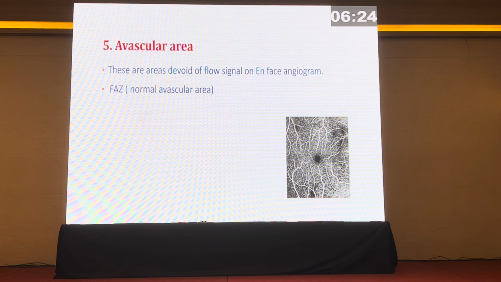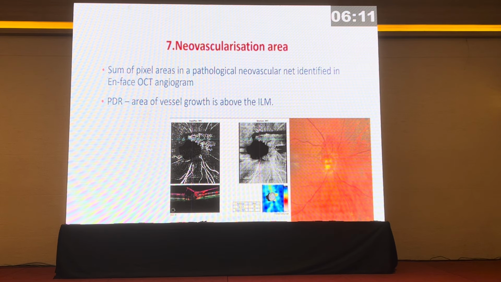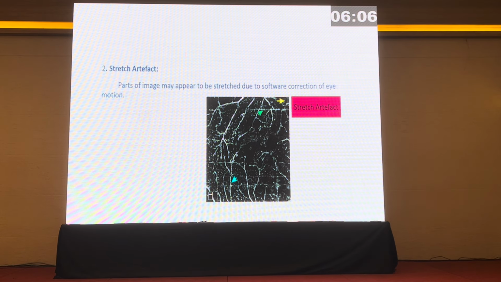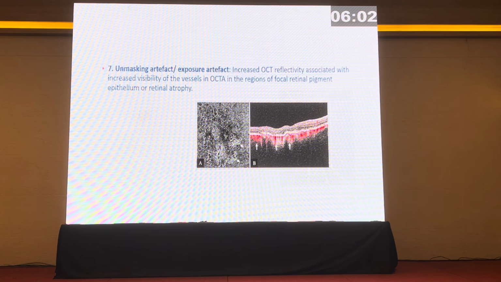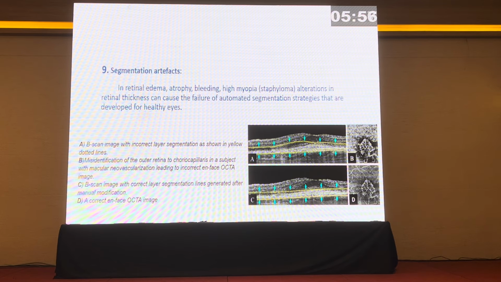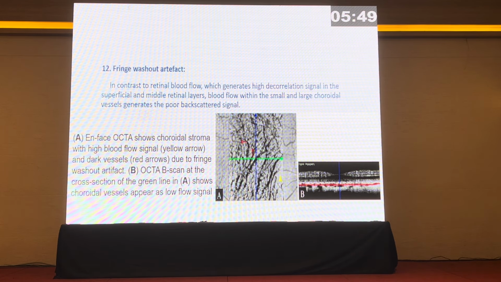Avascular retina, the foveal avascular zone, is an avascular area which can show changes. Non-perfusion areas are seen in retinal vascular blocks and conditions like vasculitis. You can see neovascularizations, and artifacts. There are lots of artifacts, including motion artifacts, stretch artifact, doubling artifact, displacement, masking, blink, unmasking. So a lot of artifacts are there here, unlike the fluorescein angiography or the OCT. So we have to take into consideration all these artifacts and then work out what is happening.